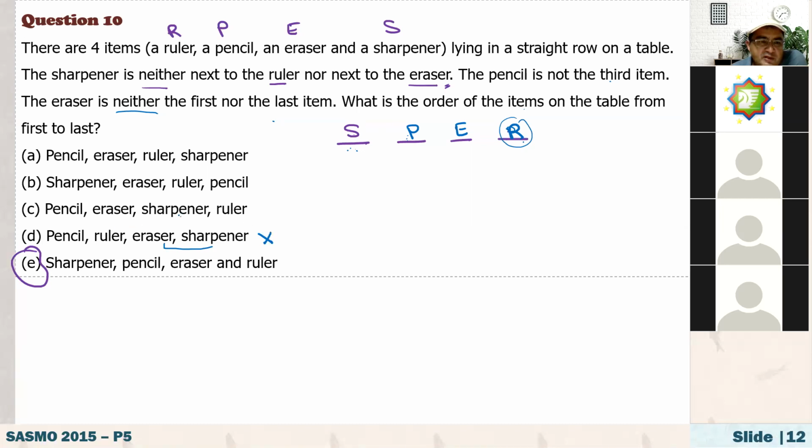And sharpener next to the eraser also here, it cannot be the answer, because it's saying the sharpener is neither next to the ruler nor next to the eraser, right? So these cannot be the answer. As you see, sharpener next to the eraser here, and here. And also it says sharpener is neither next to the ruler, so this also cannot be the answer, right? So the only answer is E. This is another way of solving the problem, if you have the choices.